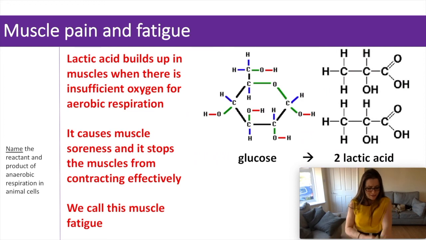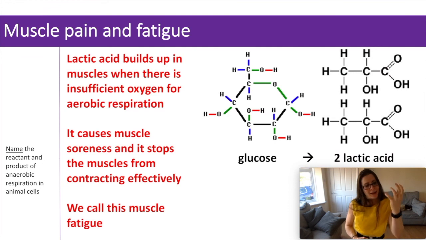Lactic acid will build up in your muscles. When there is insufficient oxygen, your muscle cells will respire anaerobically. Lactic acid will build up, and this is what causes the soreness in your muscles and stops them from working.